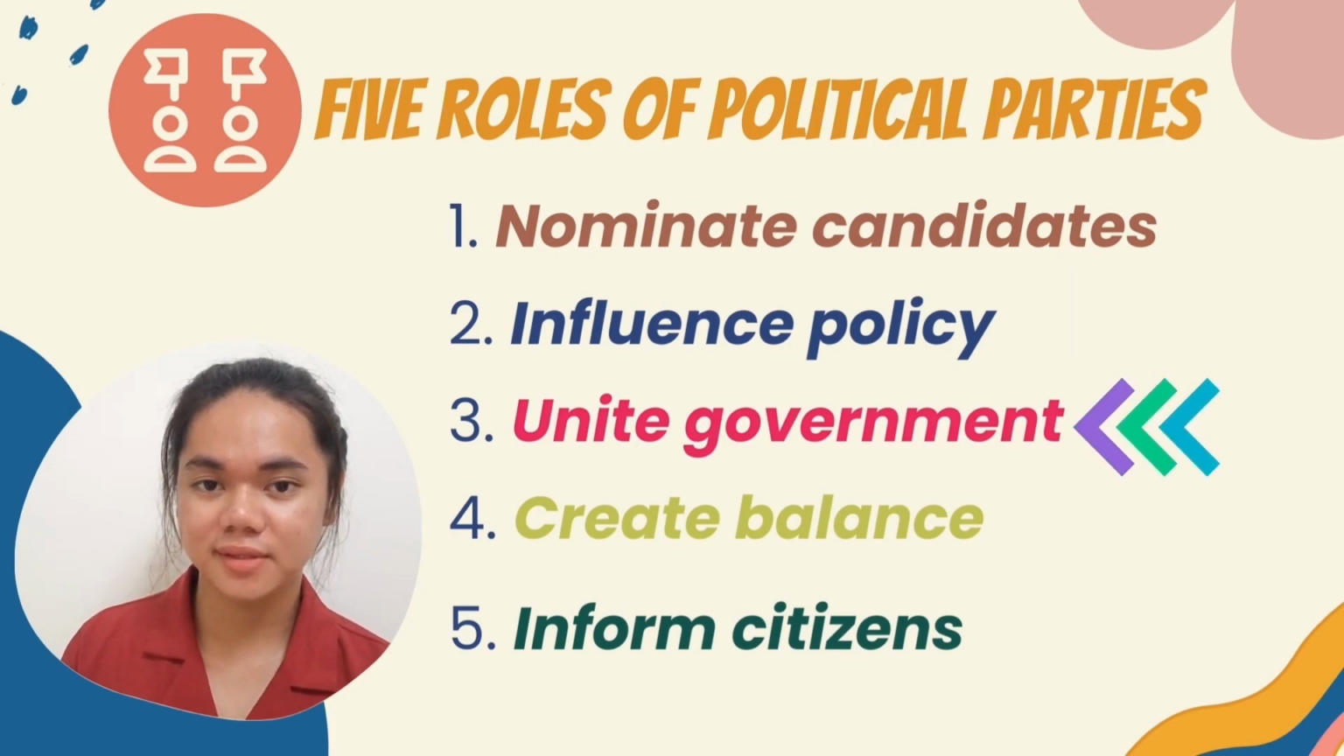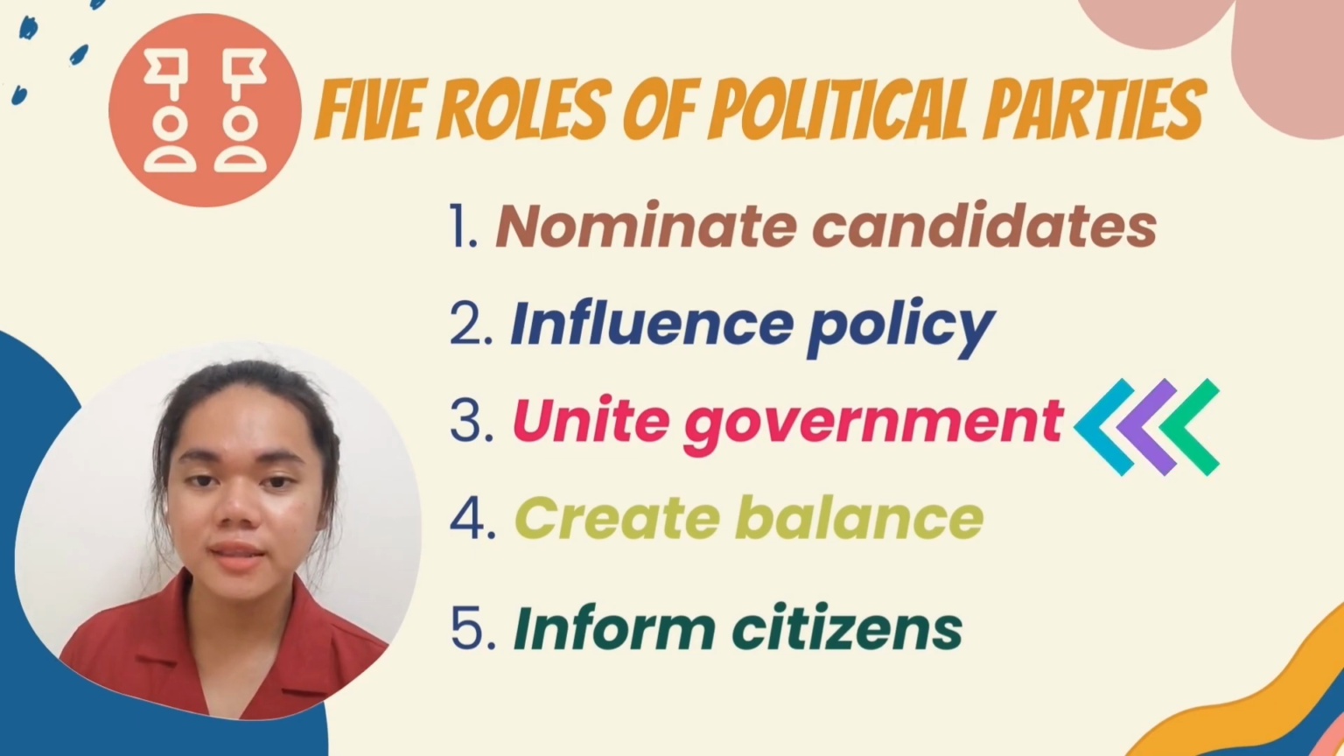Unite government. People in the same political party are connected because they are members of the same organization. And most members of the government on the local, state, or national level are all party members. So a party can link its members to different levels of government to activate big goals for the party.